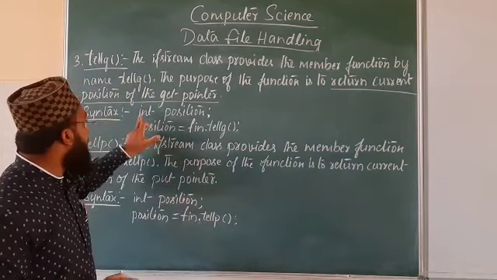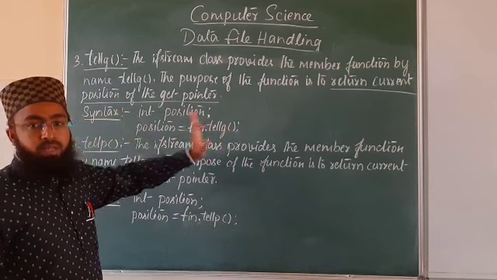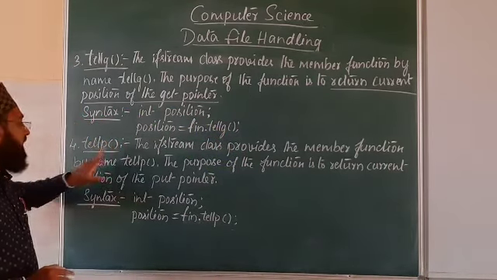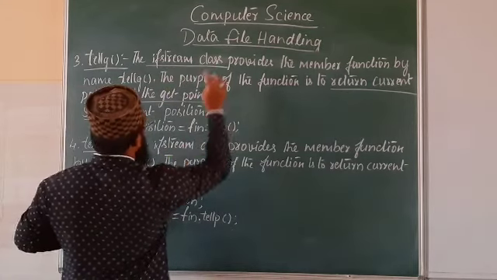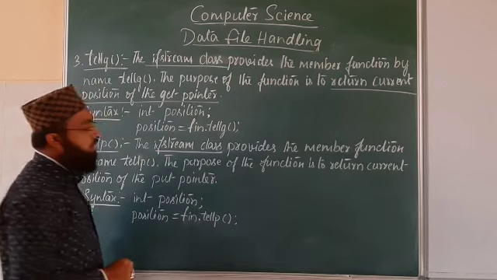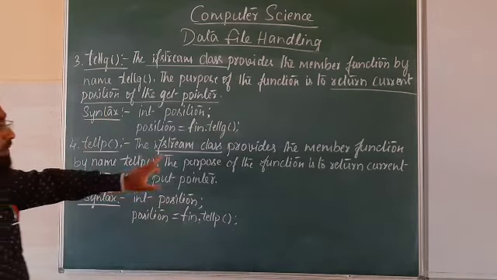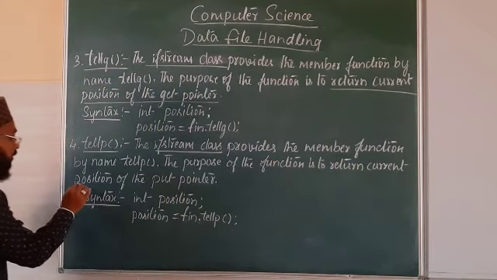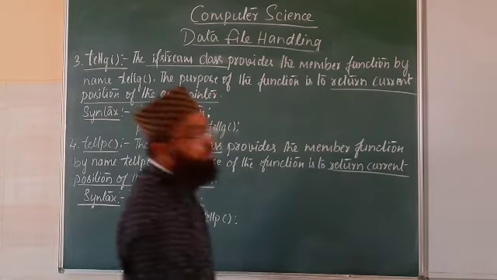Okay, example: take int position; position equals fin.tellg(); semicolon. And the same way tellp. This also comes from the ofstream class. It provides a member function by name tellp. The purpose of this function is to return the current position of the put pointer.